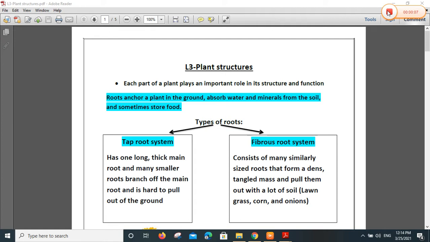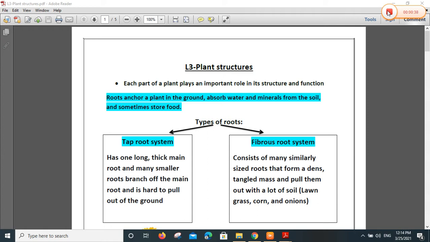We mentioned in lesson 2, classifying plants, that we have two main types, vascular and non-vascular plants. When we spoke about non-vascular plants, we spoke about plants with no roots. Instead of roots, the plants have rhizoids.